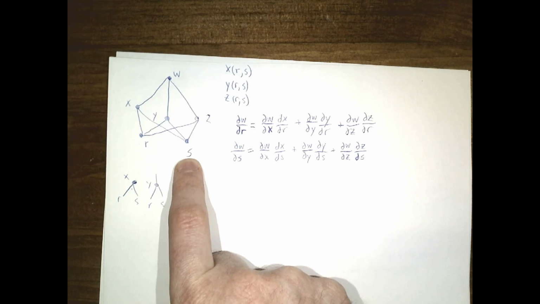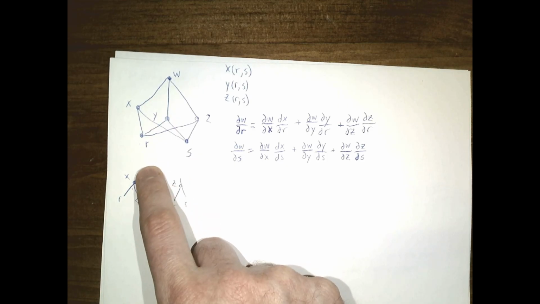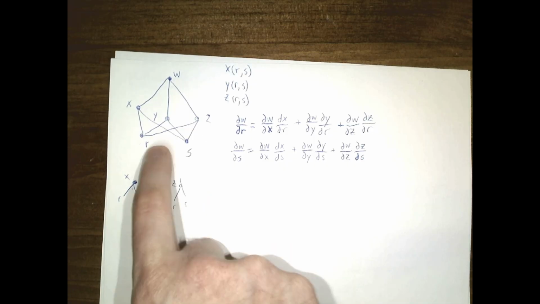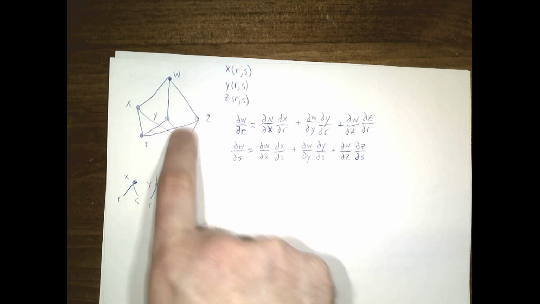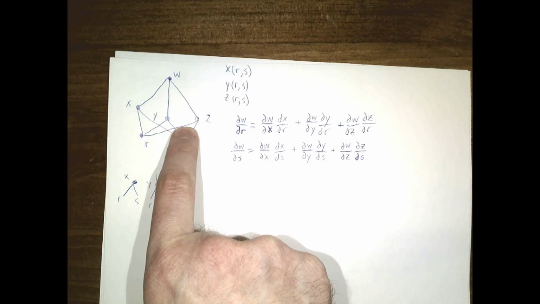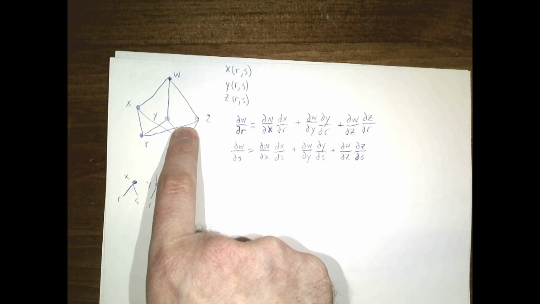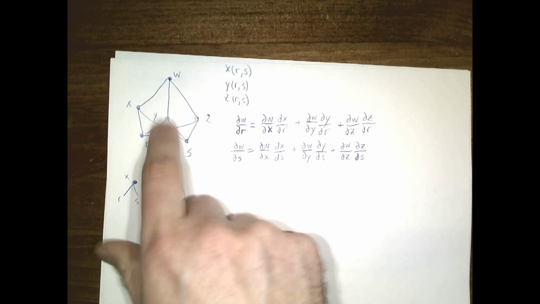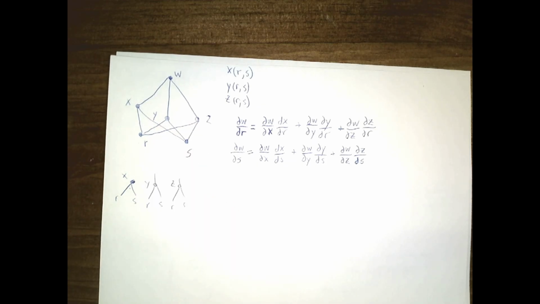You could have situations where x and y depend on r and s, and z only depends on s. So you wouldn't have this branch here, and you would just stop. You wouldn't have a path from w to z to r. So you would only include the paths that actually lead you to where you want to go.